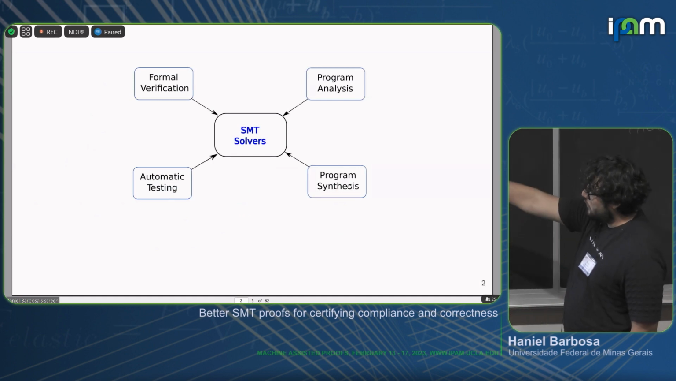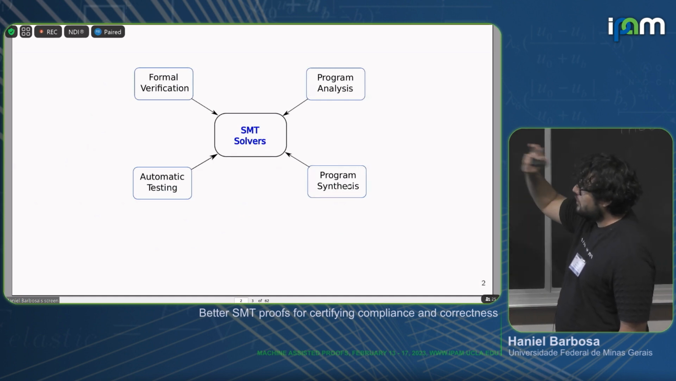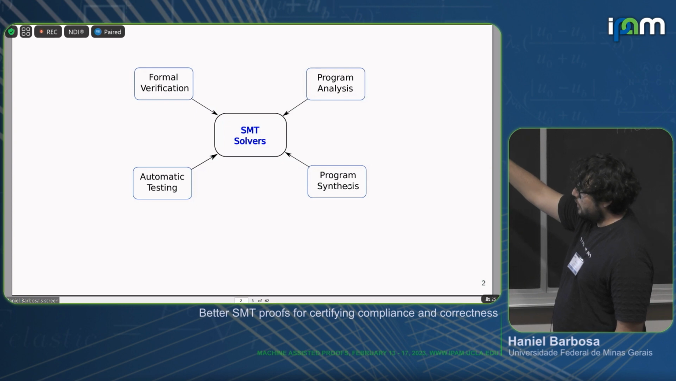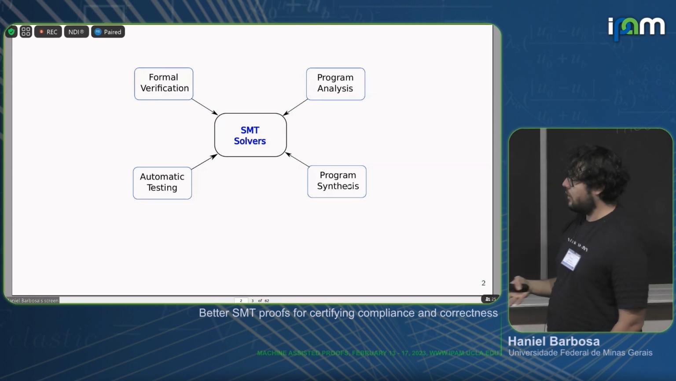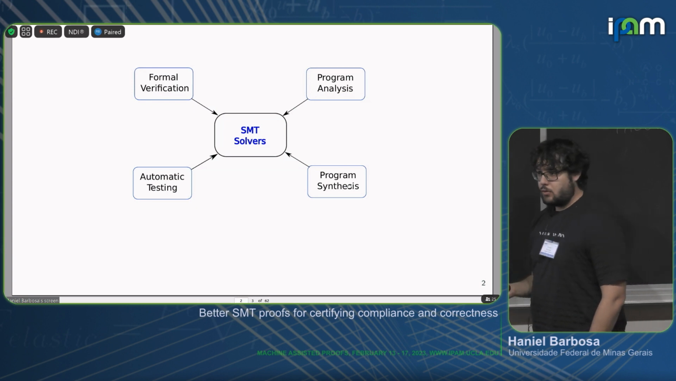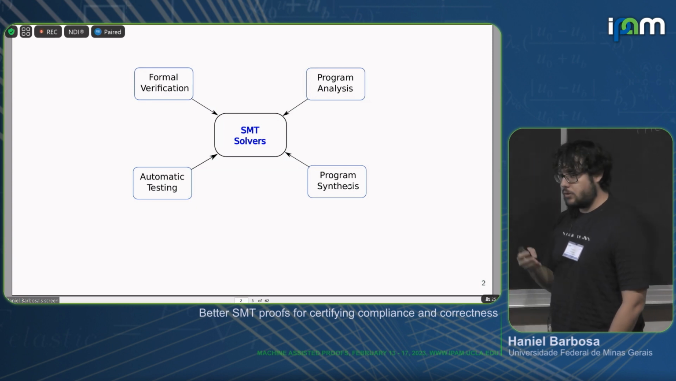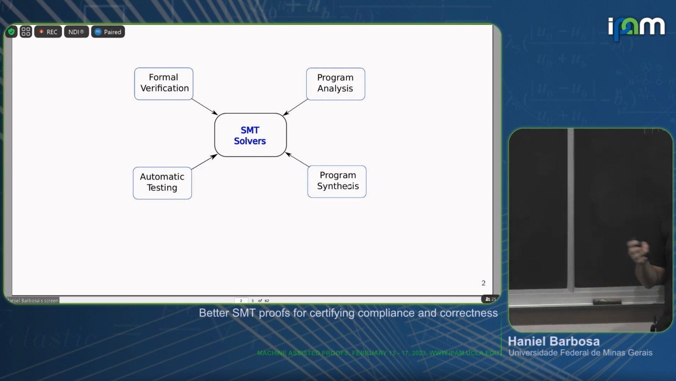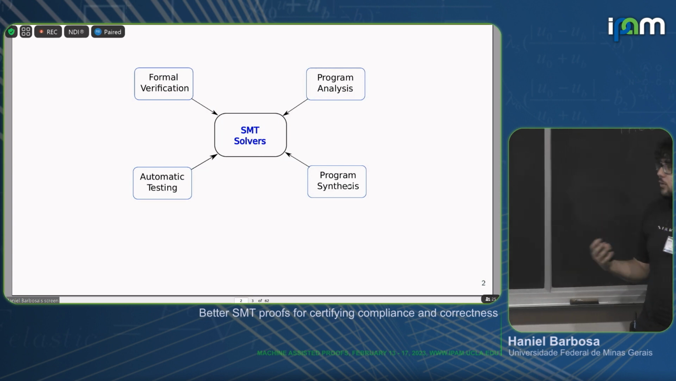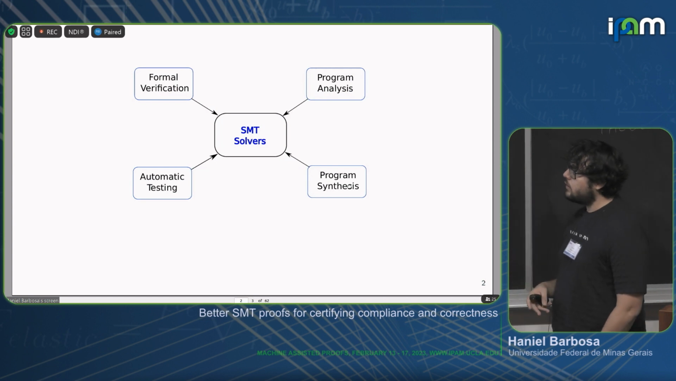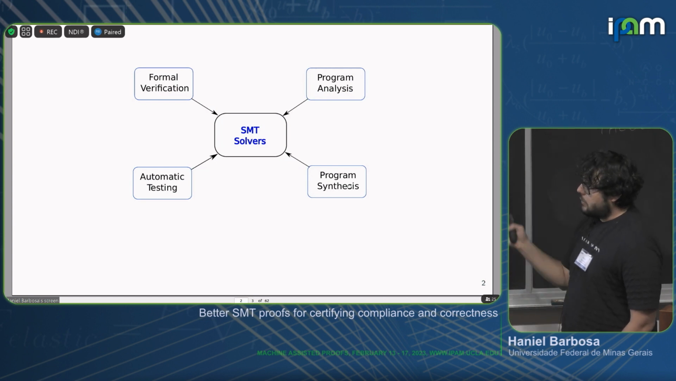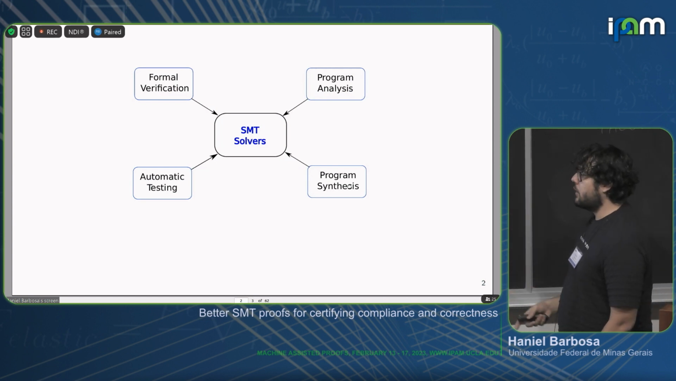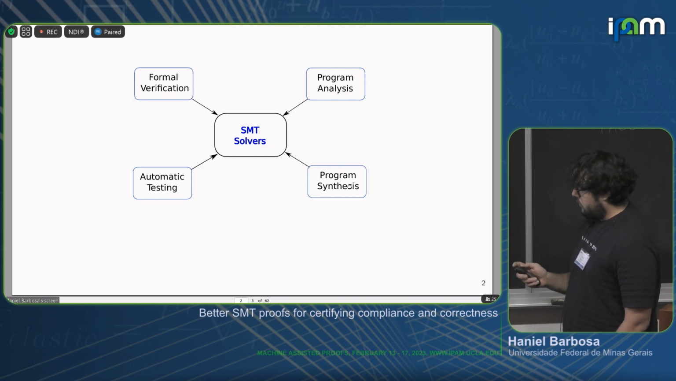I love this picture, I start every talk with this picture. Formal methods applications use SMT solvers a lot. And why? Because SMT solvers provide push-button automation. You have a very expressive language, first-order logic with theories. These theories in this case are things like arithmetic, data structures, and so on. So it's very useful to formalize things, and you can automatically solve problems in a very scalable manner. So people care about SMT solvers a lot in these domains.